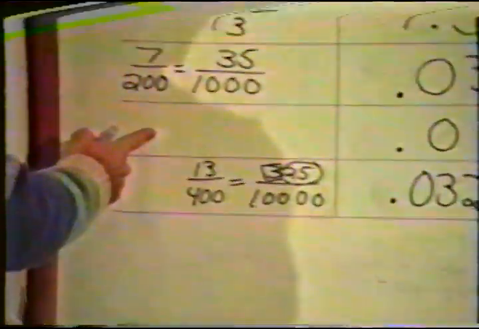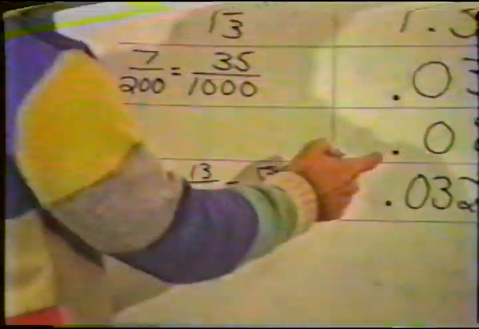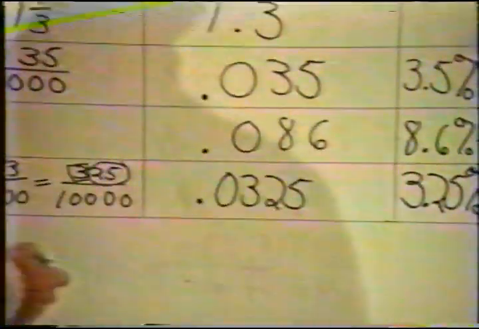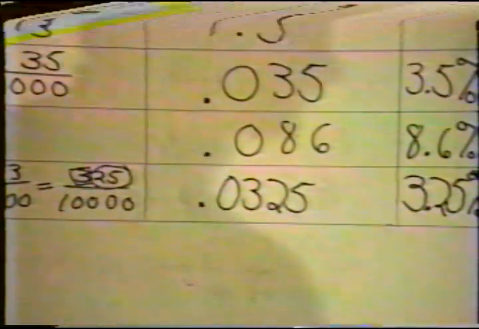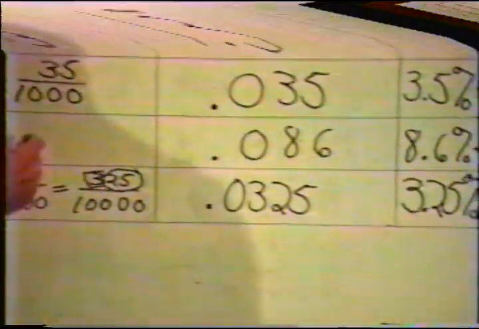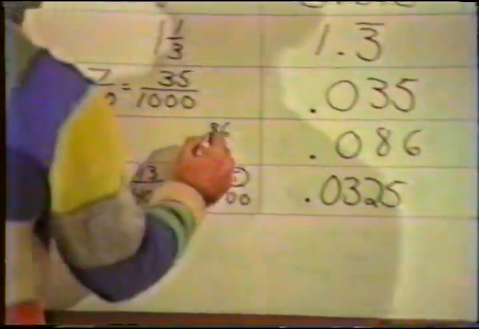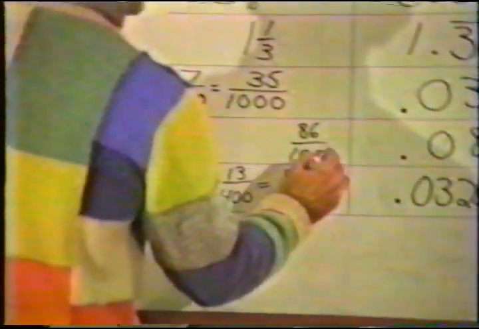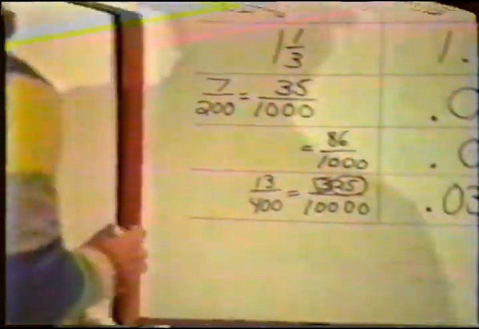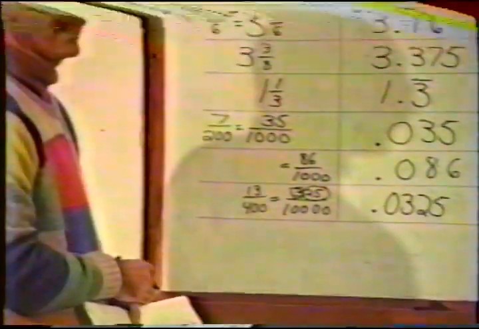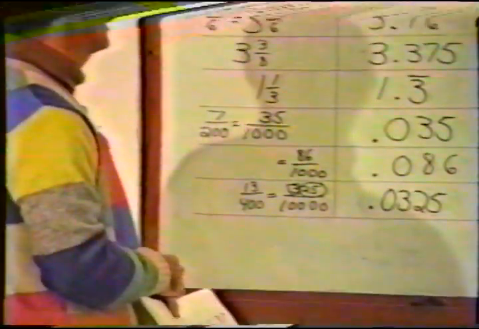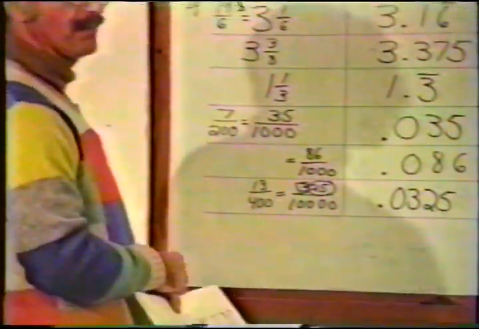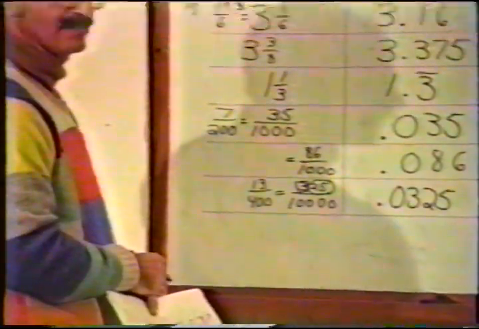What happened here? I forgot something. Read me this number. 86 thousandths. 86 thousandths. Can it be reduced? Yes. With what number would you like to hit both the top and the bottom numbers?